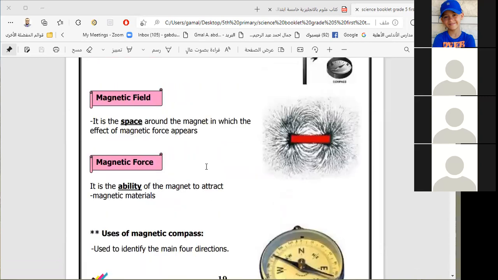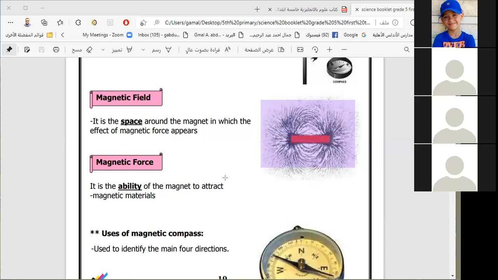Now we can go to another property of the magnet. We have here the magnetic field. What is meant by magnetic field? We can see here the magnetic field, or the area around the magnet. You can see here the magnetic field, or this area around the magnet.